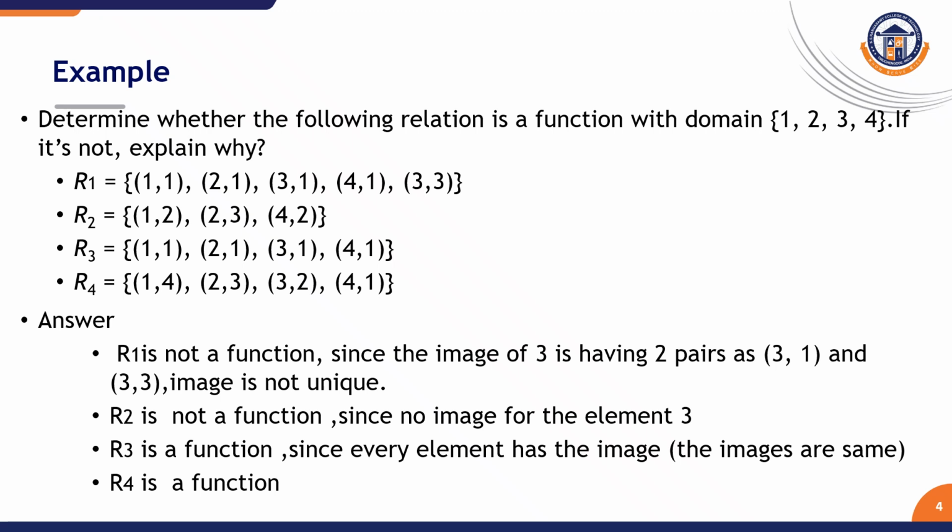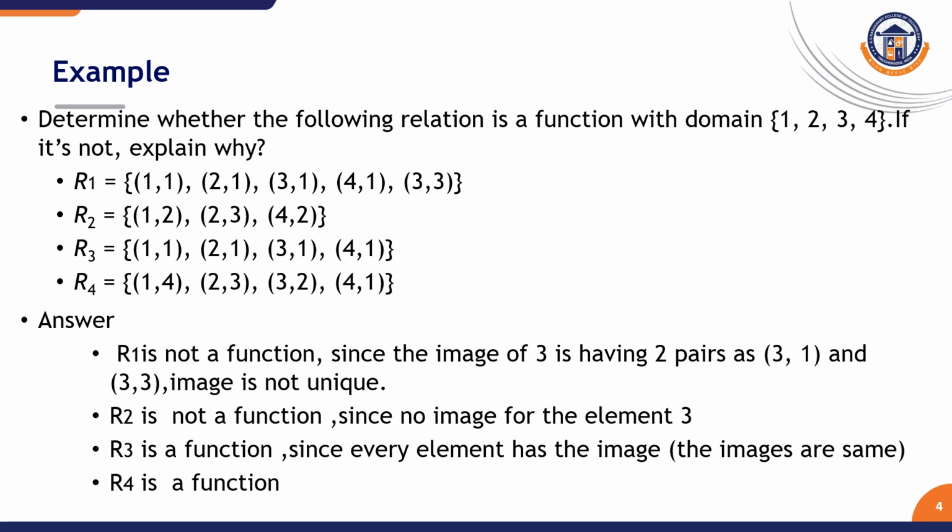Next, let us see an example. Determine whether the following relation is a function with a domain 1, 2, 3, 4. If it is not, give the explanation. Let us see the sets R1, R2, R3, R4 given like this. Now let us see whether each relation is a function or not. R1 is not a function since 3 has two pairs, (3, 1) and (3, 3). The element 3 has two images, so it is not unique, so it is not a function.